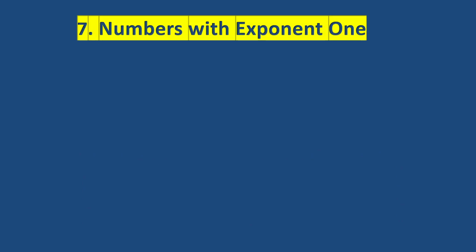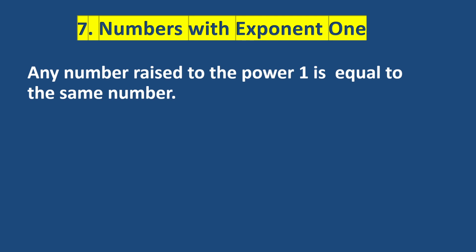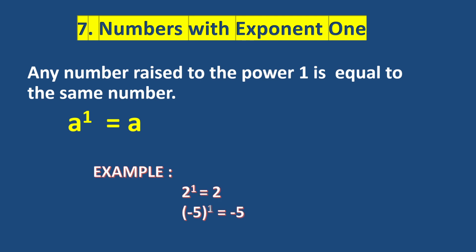Now, numbers with exponent 1. Any number raised to the power 1 is equal to the same number. That means a raised to the power 1 is equal to a. If we simply write a number 5, the power 1 is hidden. For example, 2 to the power 1 is 2, or minus 5 to the power 1 is minus 5.